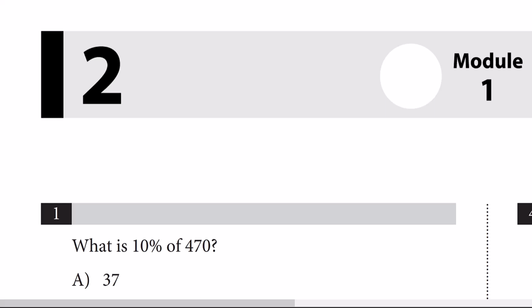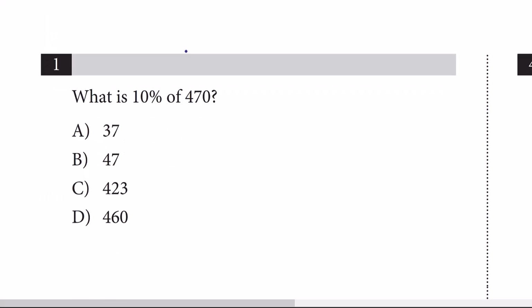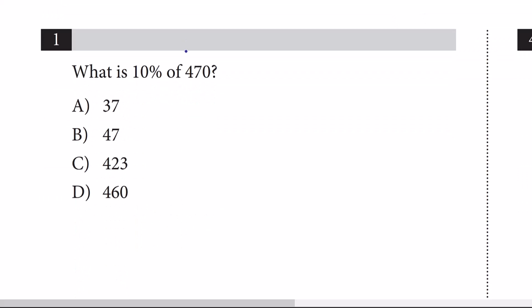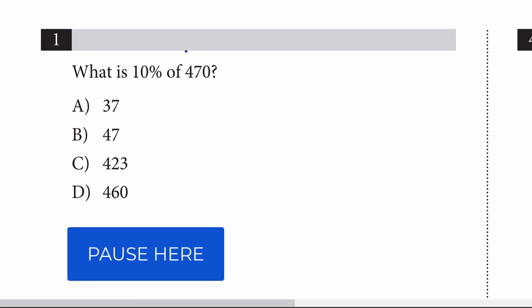What I'm going to do here is I'm going to give you a chance to pause and look at the screen, look at the question, and try to do it on your own before you look at the answers. Section 2 Math, Module Number 1. This is question number 1. Go ahead and pause and try to work it out on your own.